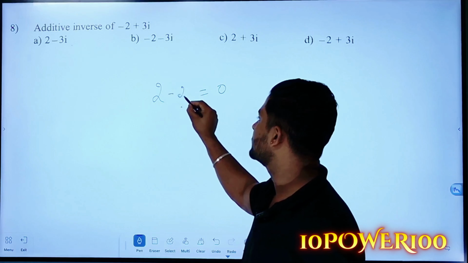Next, equation of the line parallel to x-axis and passing through the point. So parallel to x-axis ಅಂತ ಹೇಳಿದ್ರೆ, so this is how it will be, and passing through this point.